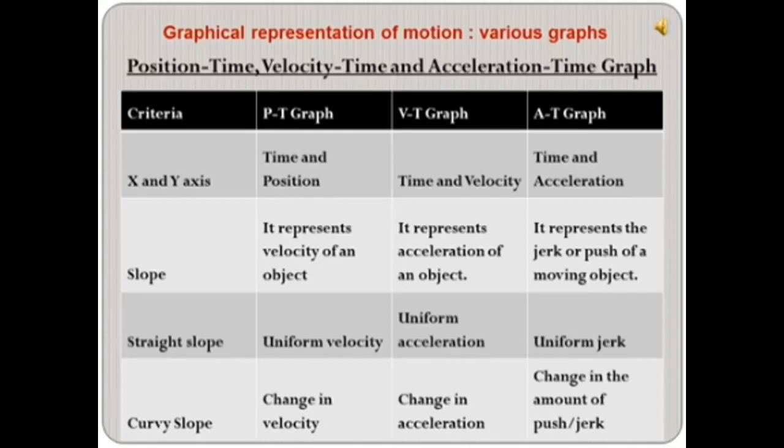And fourth one is curvy slope. For position time graph, it shows change in velocity. For velocity time graph, it shows change in acceleration, and for acceleration time graph, it shows change in amount of push or jerk.